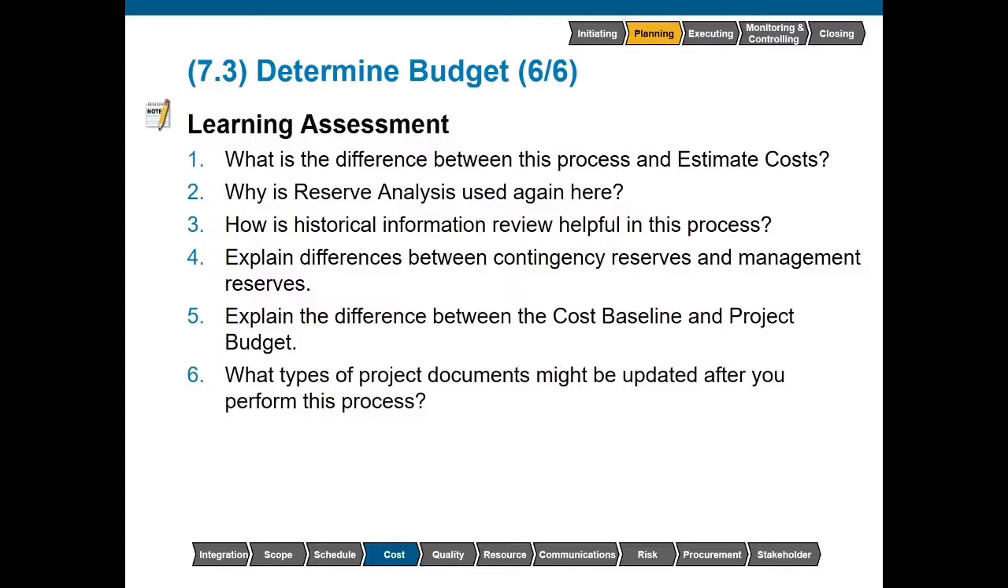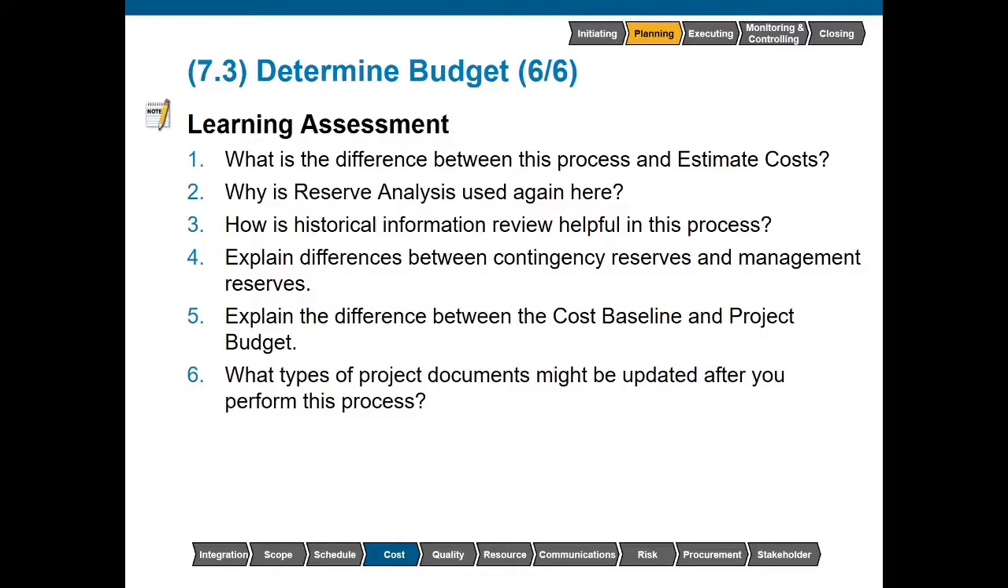So what's the difference between contingency reserves and management reserves? Contingency reserves are set aside for known unknowns or identified risk. These are risk events that are on the risk register and for which we have selected a risk response strategy that calls for the application of contingency reserves. Management reserves are for unknown unknowns. These are for unidentified risks. These are for unforeseeable risks that nobody could reasonably have been expected to have foreseen.